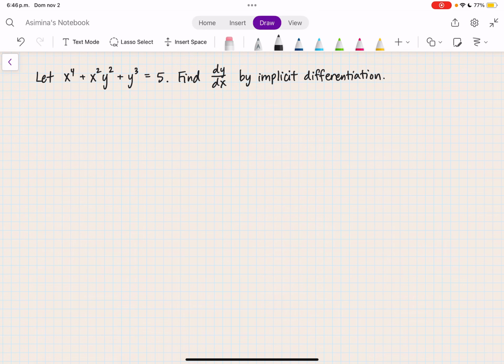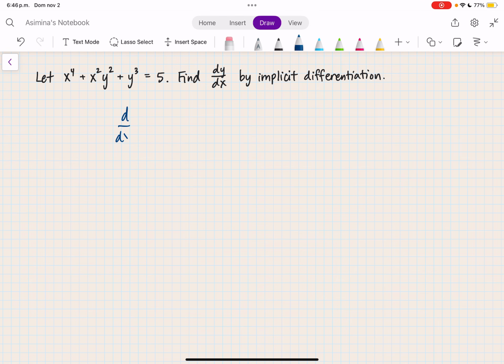In this video, we are going to do an implicit differentiation problem. Let x to the fourth plus x squared times y squared plus y cubed equal 5. Find dy/dx by implicit differentiation. So first we're going to want to take the derivative of both sides of this equation with respect to x.